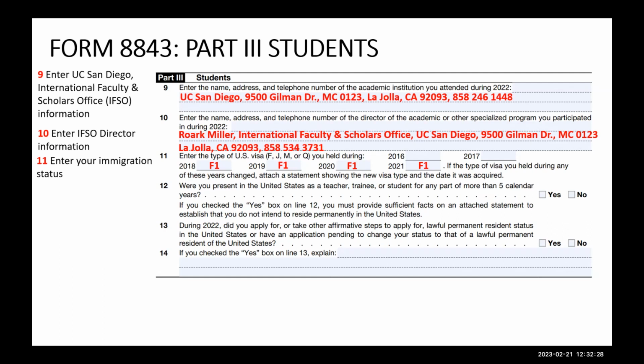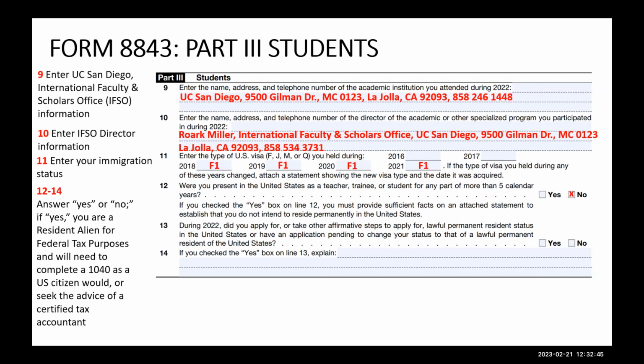Then I look at question number 12 and I see, was I present in the United States as a teacher, trainee, or student for any part of more than 5 calendar years? Well, no, I've only got 4 right here. So that is fine. And then they say, if you check yes box on line 12, then you need to provide sufficient facts to establish that you do not intend to reside permanently in the United States. So if this applies to you, I would recommend that you seek the aid of a certified tax professional.